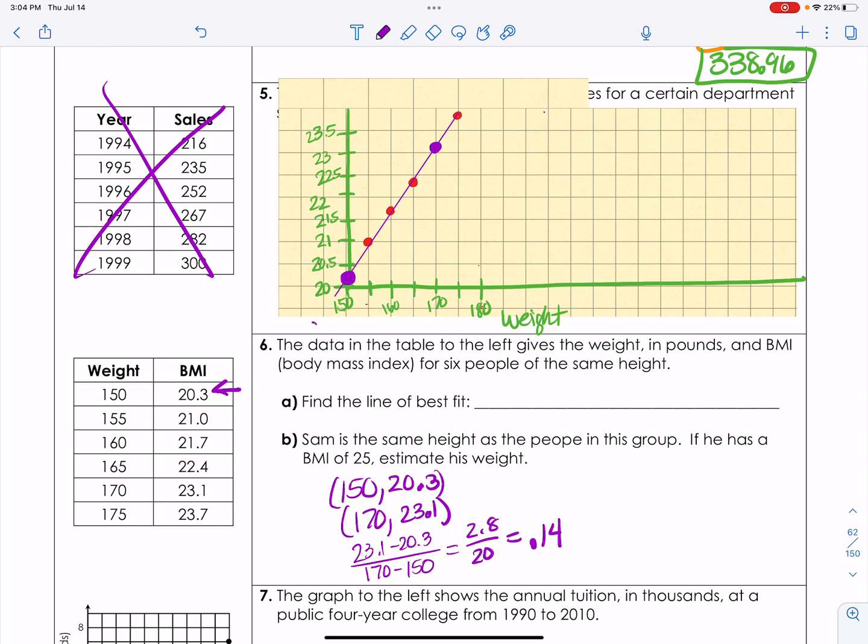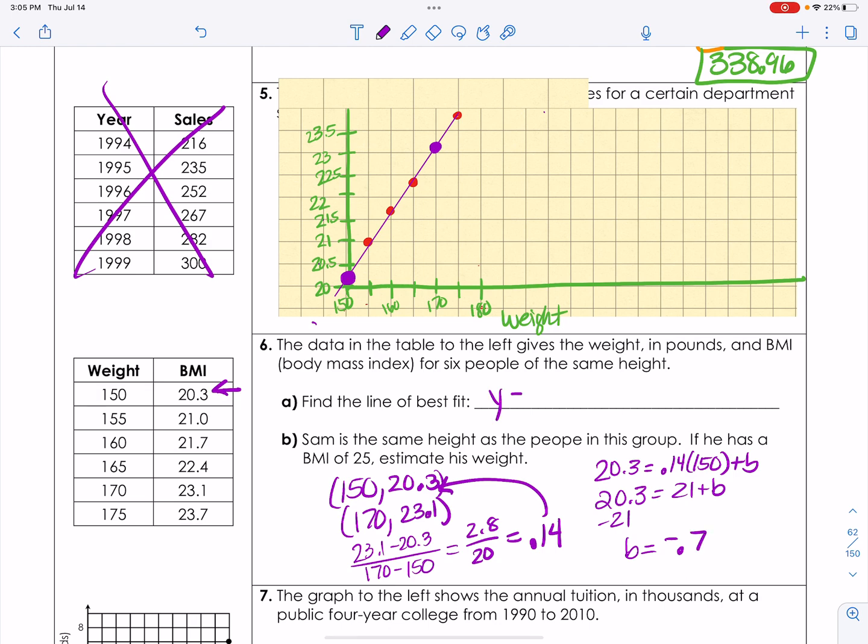Now I'm going to put that 0.14 back in with one of these points and find the y-intercept. So I'm going to do y equals mx plus b. 0.14 times 150 is 21. And then I'm going to minus 21 and I get a negative 0.7. So my equation is y equals 0.14x minus 0.7. All right, so there's the equation.